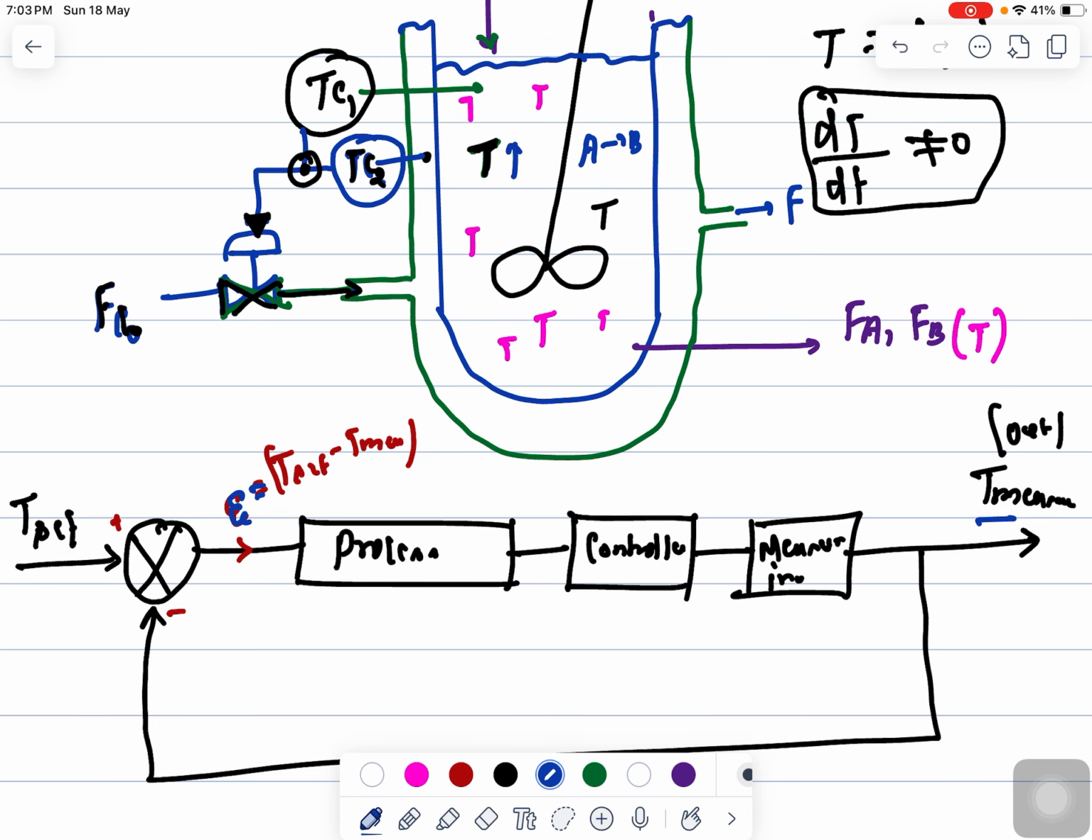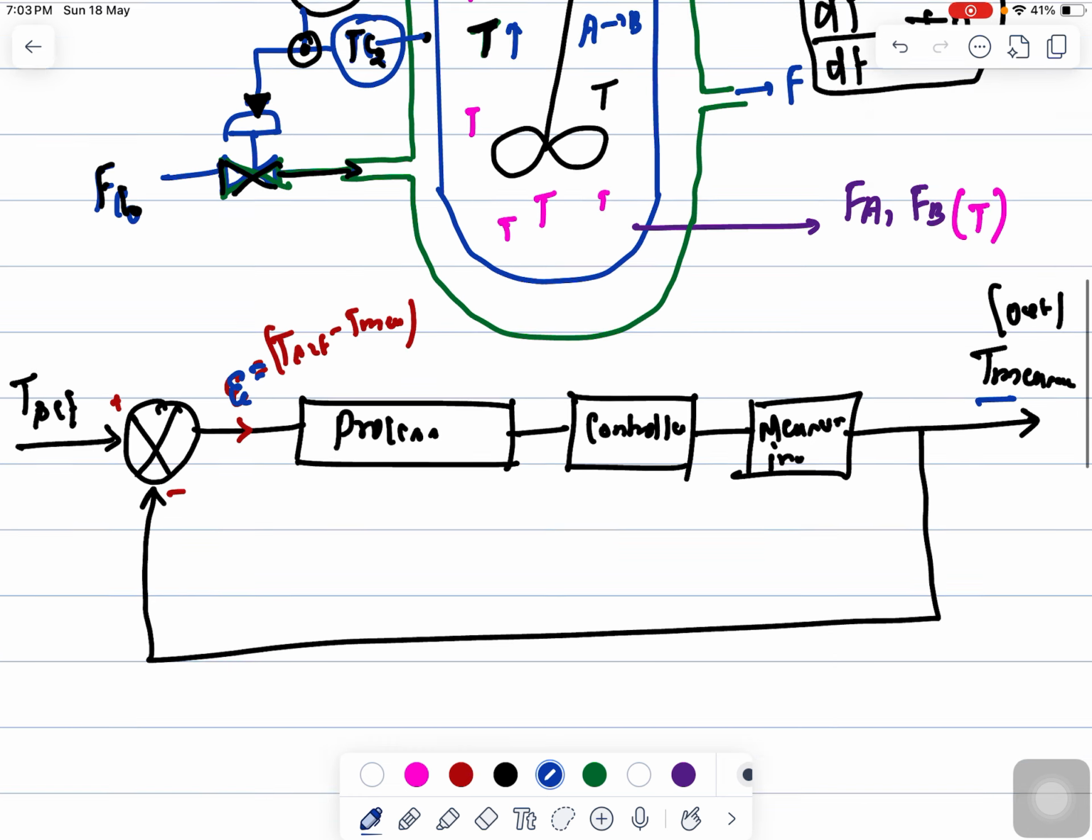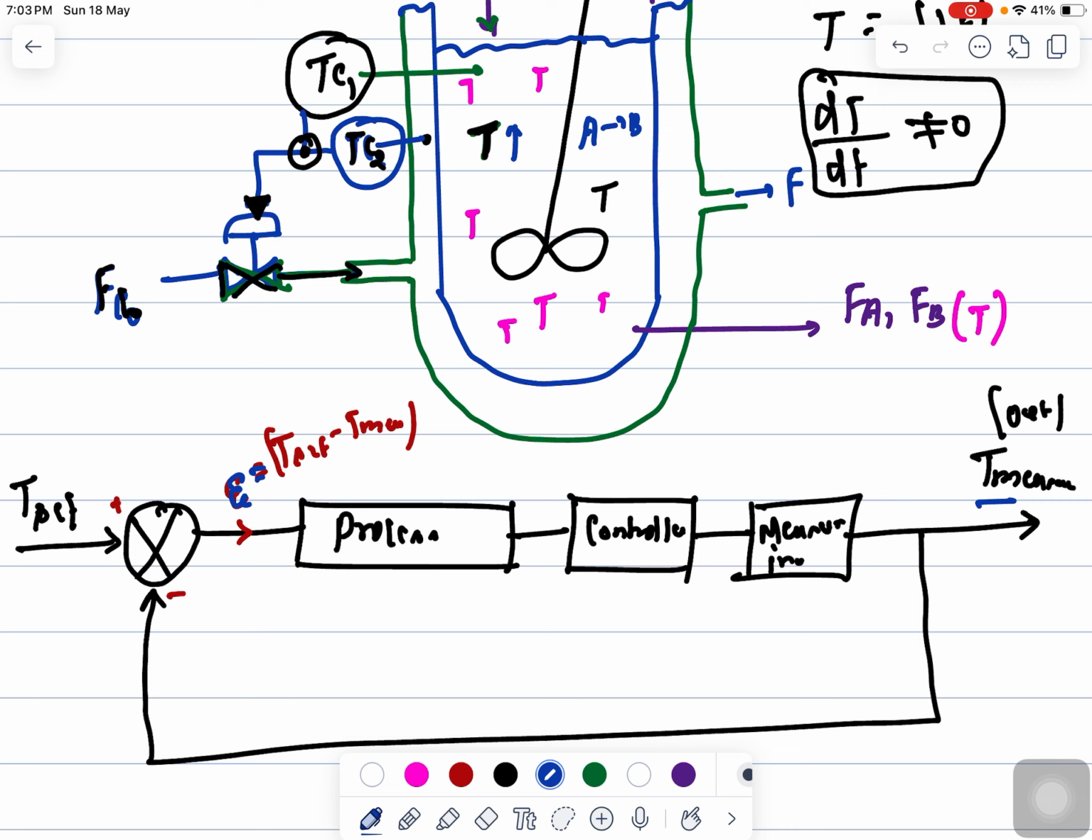So this is how a control system works, and how we are going to solve this kind of closed loop control system, and what the transfer functions of the process, controller, and measuring instrument will be, and how these things will work, and how we can write the energy balance and mass balance, and coupled energy and mass balance in order to solve the system. We will be solving this.